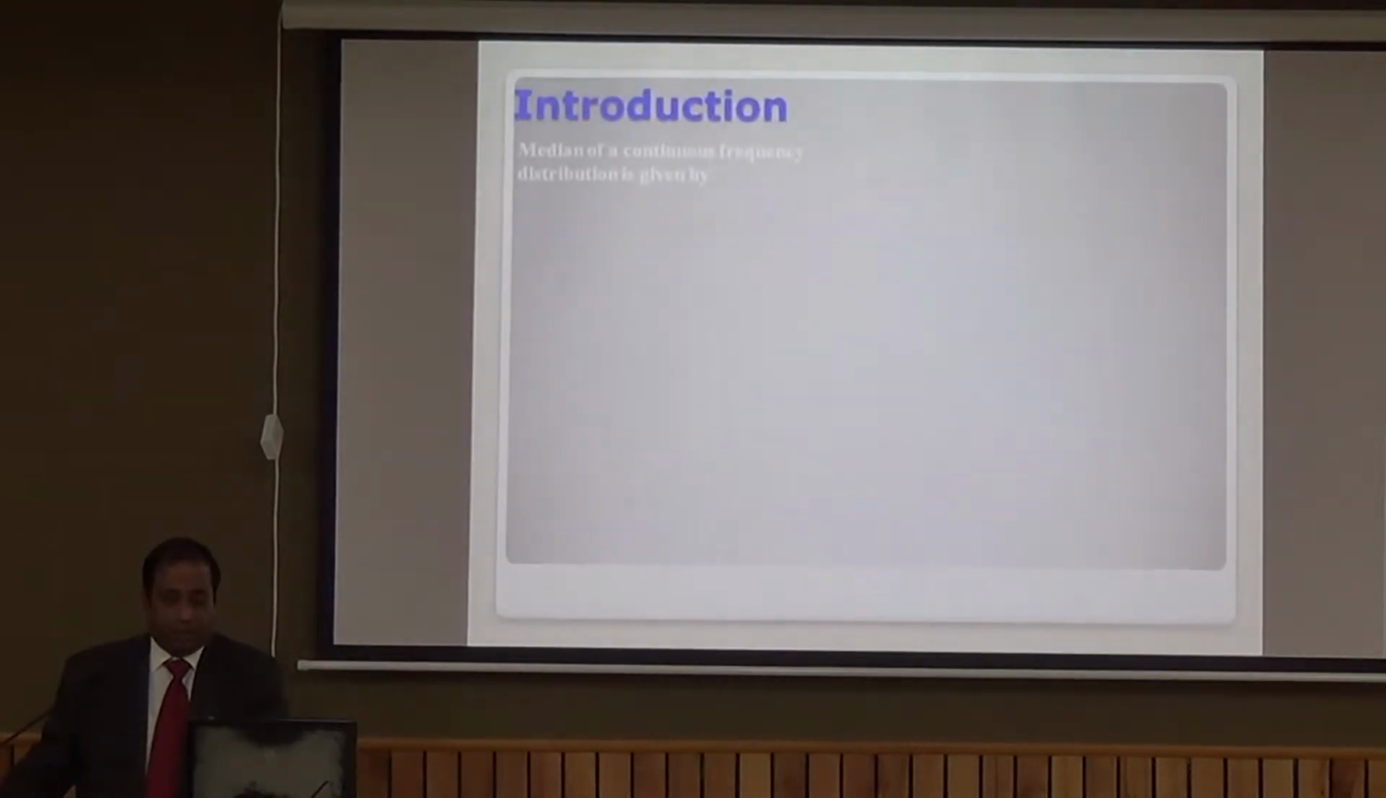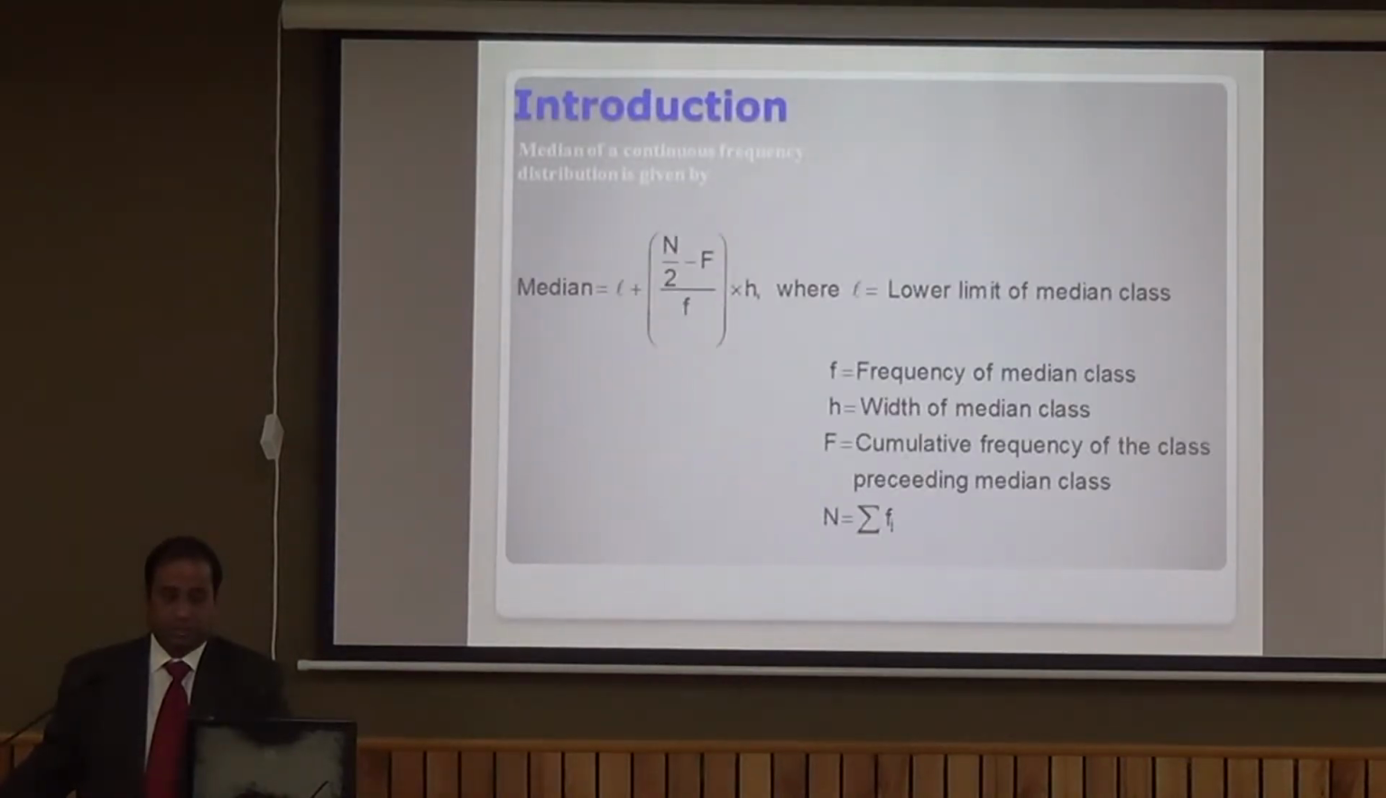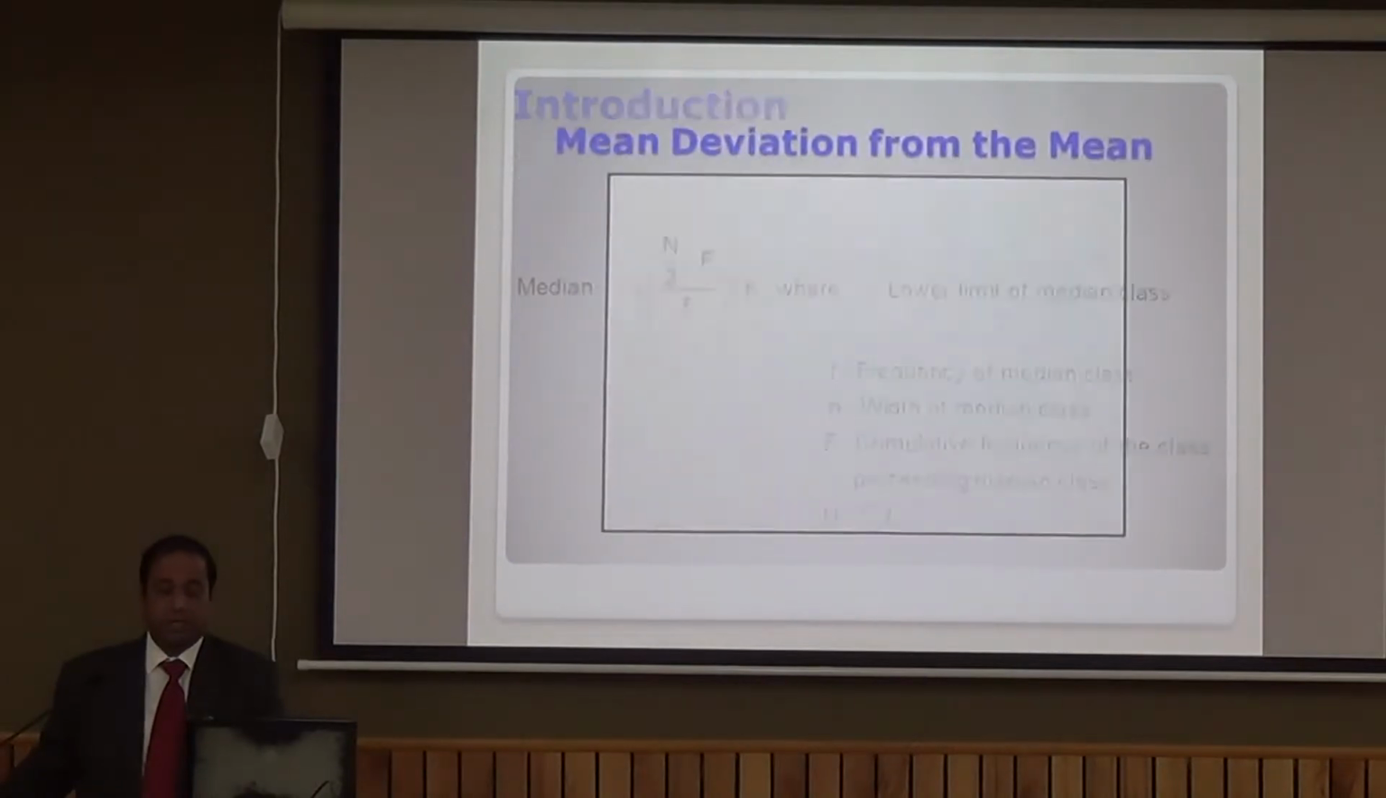Now, the median of a continuous frequency distribution is given by the formula L plus (N upon 2 minus capital F) upon small f into h, where L represents the lower limit of the median class, f the frequency of the median class, h the width of the median class, capital F the cumulative frequency of the class preceding the median class, and capital N the summation of the frequencies.